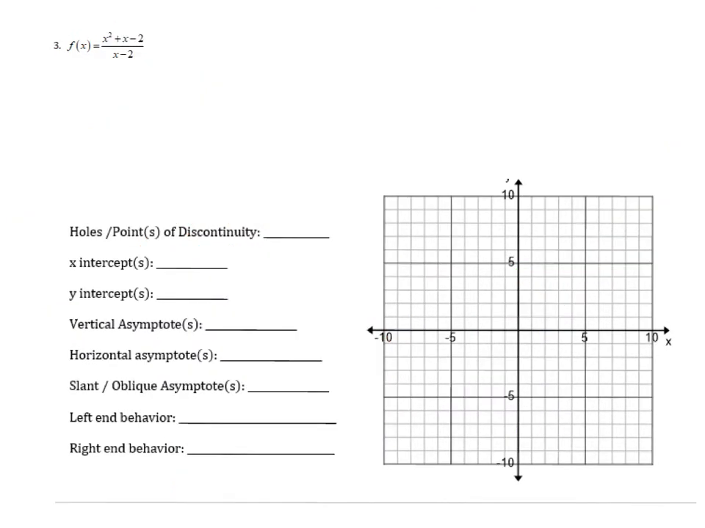Number 3. So again, factor. So we've got x and x. So we've got 2 and 1, and I need a positive 2 and a negative 1. So again, nothing cancels. It is going to give us some other asymptotes. Hold on, I've got to change colors. Okay, so for holes, there's none.